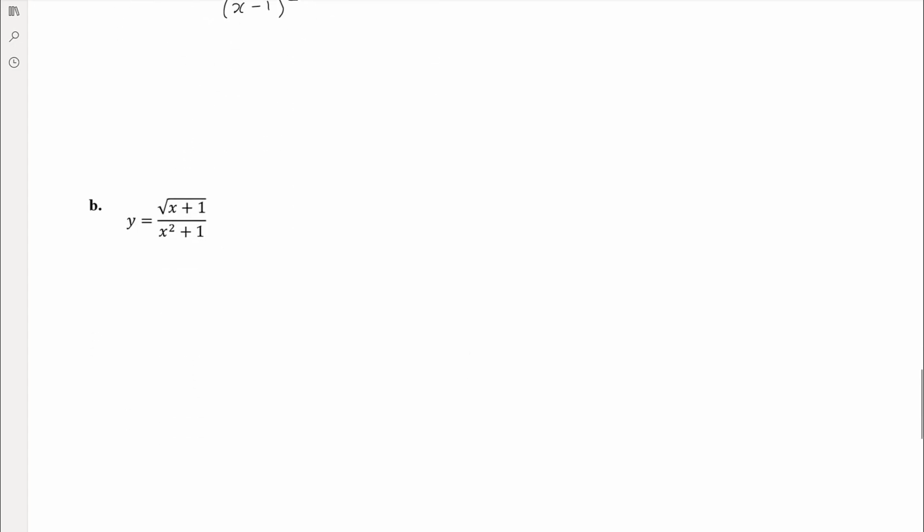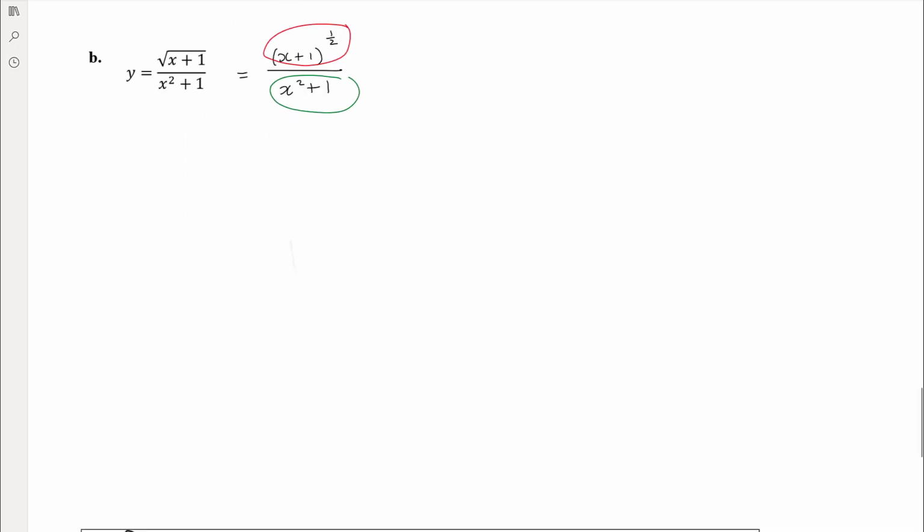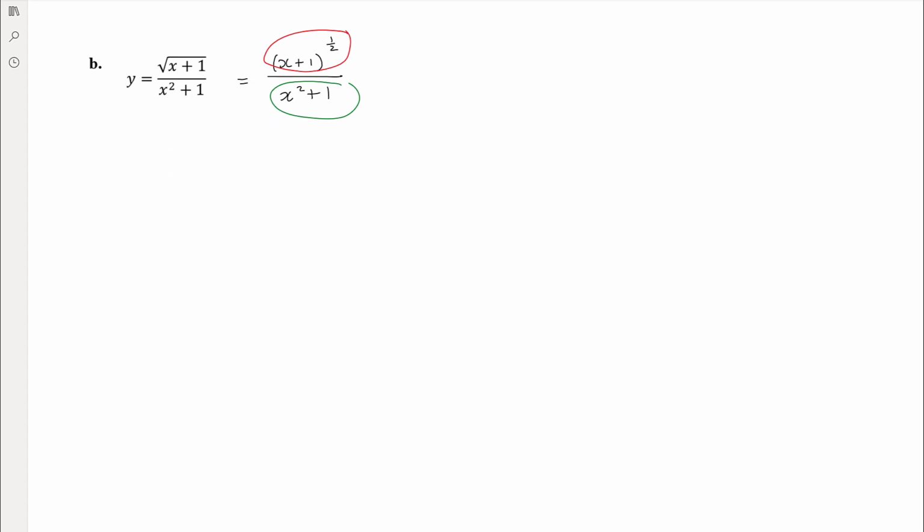Okay, part B. Alright, so this time we're going to think about this as being x plus 1 to the power of a half over x squared plus 1. So in this case, we're going to use the quotient rule because we're dividing these two things. But if we think about the numerator, when we differentiate the numerator, we're going to need the chain rule. So we can have a combination of quotient and chain rules here.